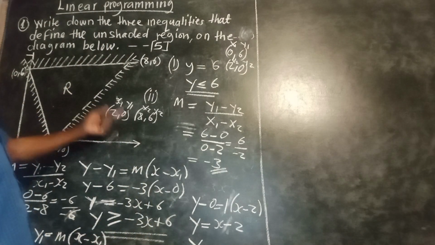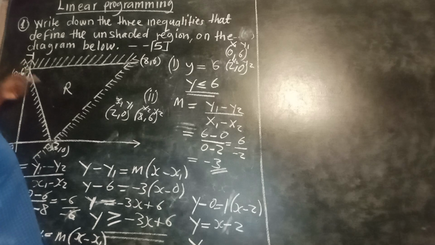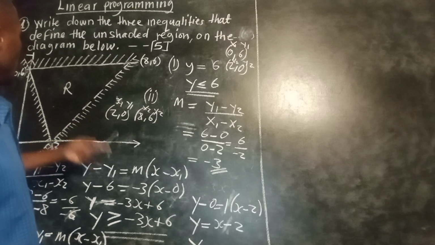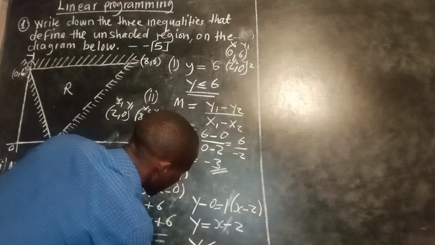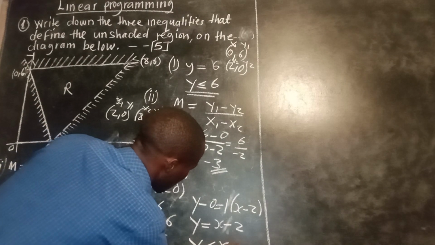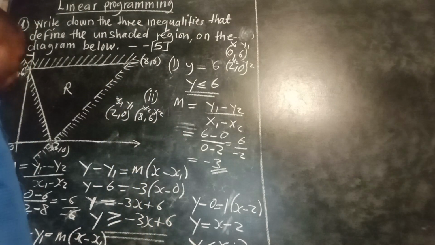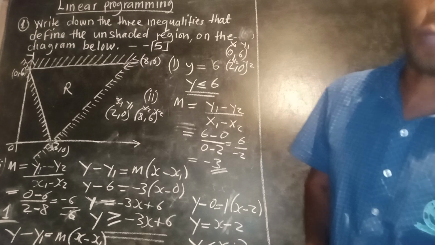Then the shaded part, this side, x is increasing, y is also increasing this side. Meaning we are going to shade this one, which is less. So y is less than x minus 2. Therefore, the answer. This is how we answer linear programming in paper 1.